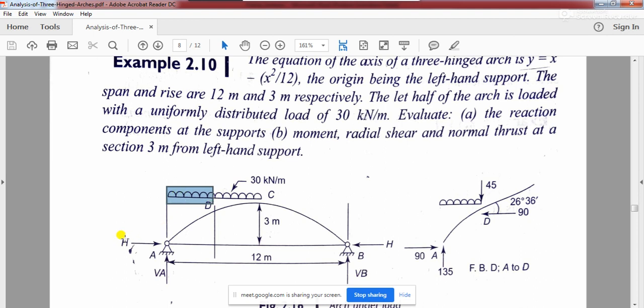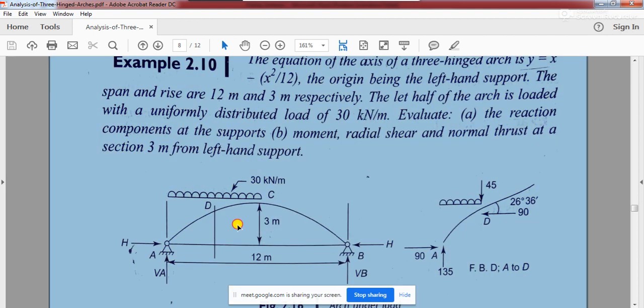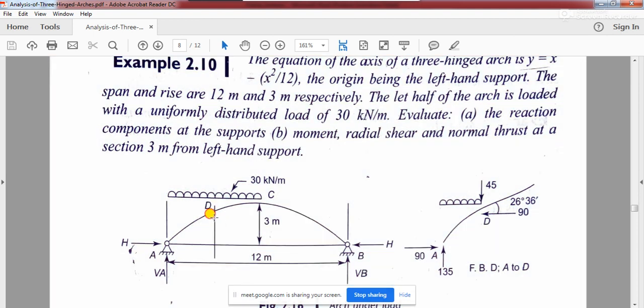Now you see there is a horizontal force acting. This is H, and you know the value of this horizontal force is 90. So for this 90 horizontal force, if you want to find out moment about this point D, what do you actually require? You need to find out what is the distance from here to here.